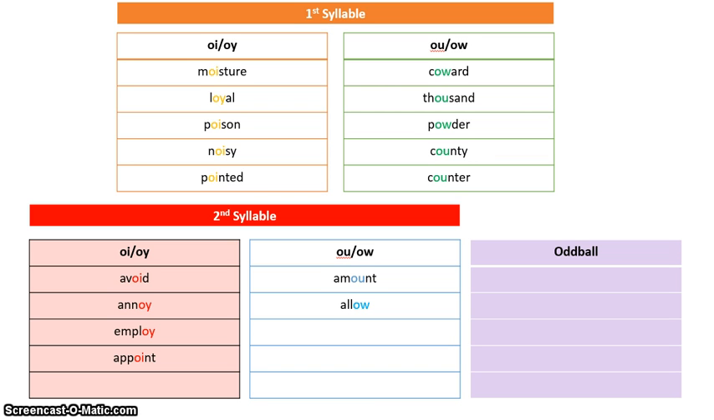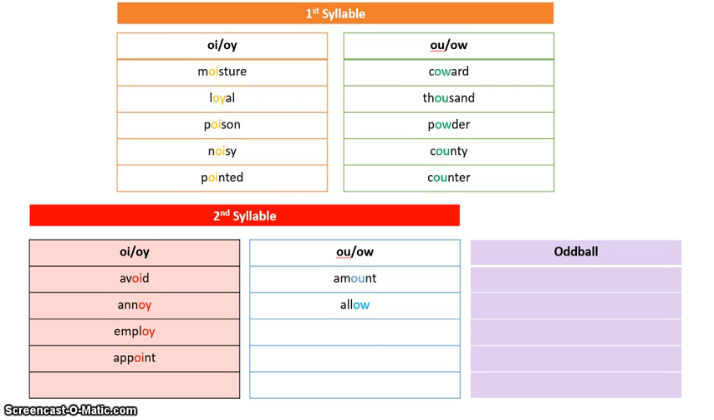All right, so now we've narrowed down the few remaining words. They're either going to go in the ow second syllable column or they're going to be held off for the oddball column. So let's see what we got here. Okay, so you should find 2 more words that go in the ow second syllable column, the blue column.